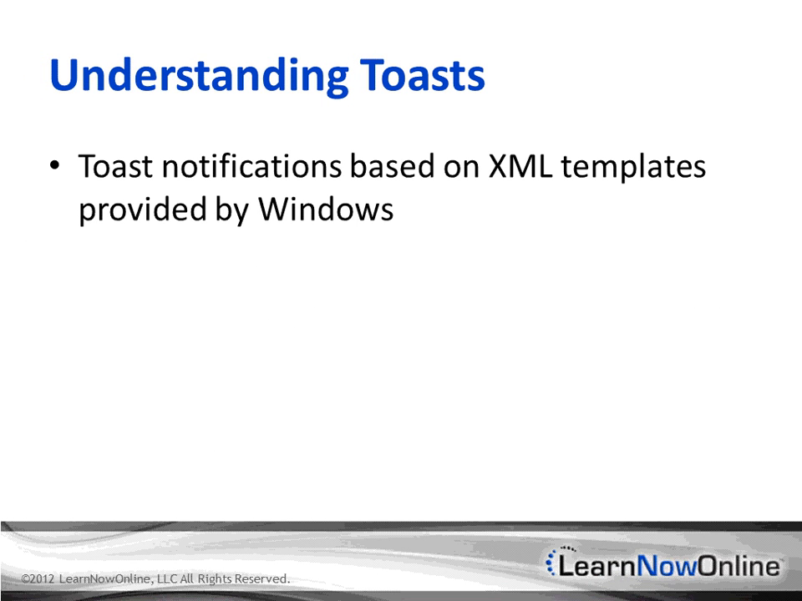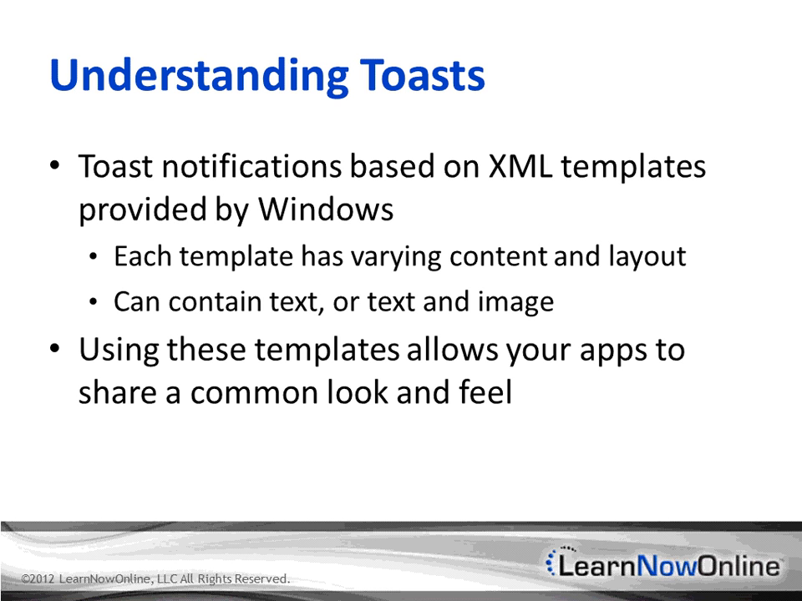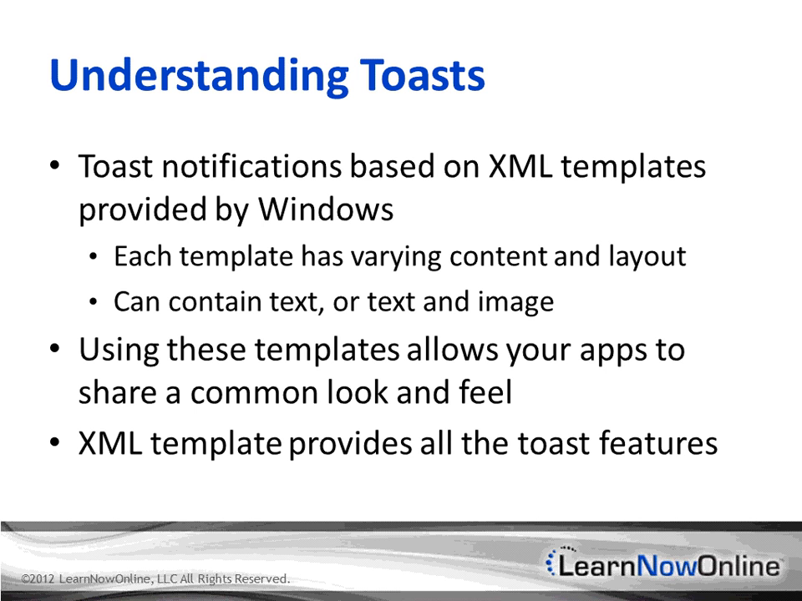Toast notifications are all based on XML templates provided by Windows. Each template has varying content and layout, and the layout can contain text or text and an image. You use these templates to allow your apps to share a common look and feel with other Windows applications. And the XML template provides all the toast features that there are. In other words, you specify what you want your toast to look like by filling in data into the XML. If there's no place to put it in the XML, there's no feature of toast that supports it.